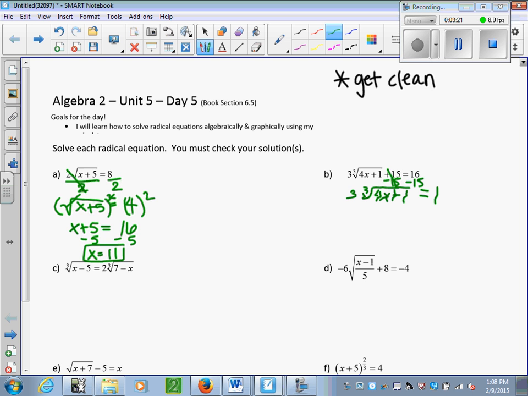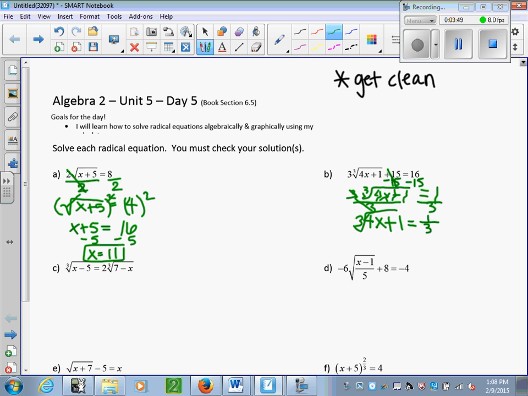I have to move that 3 over, so I'm going to divide by 3, because currently it's 3 times the cube root, and the opposite of multiplying is dividing. What I do to one side, I have to do to the other. On the left side, my 3's cancel and leave me with just the cube root of 4x plus 1 equals 1/3. Alright, so now my radical is clean.